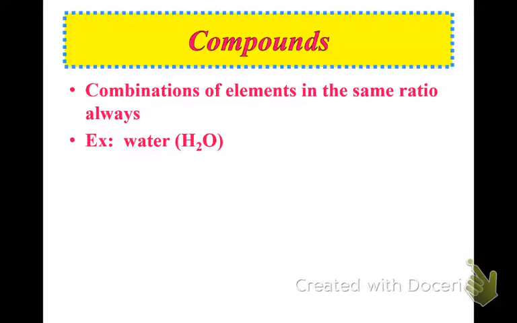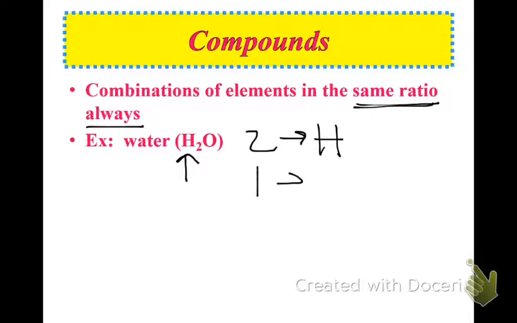Alright, so first of all, let's just talk about compounds real quick. We already defined compounds earlier this semester: they are combinations of elements in the same ratio always. So, for example, I like to use water. It's always 2 hydrogens and 1 oxygen, always. It has that same ratio all the time. That's what a compound is. And so we're going to talk about how to make compounds, basically.